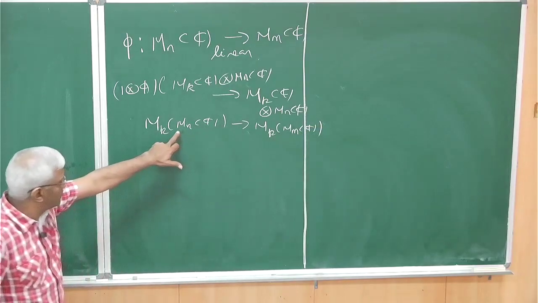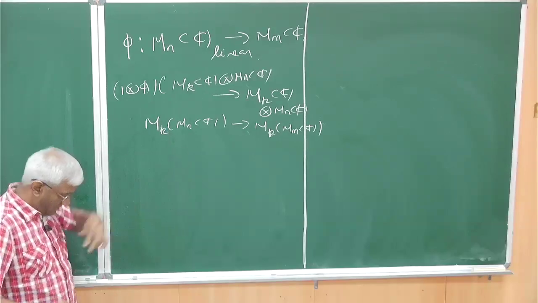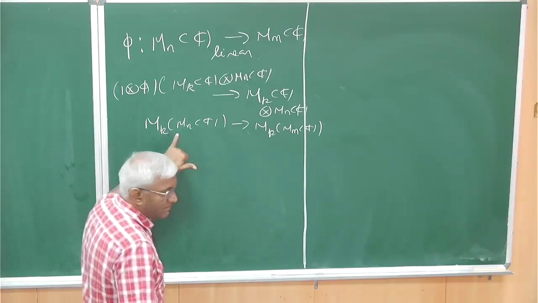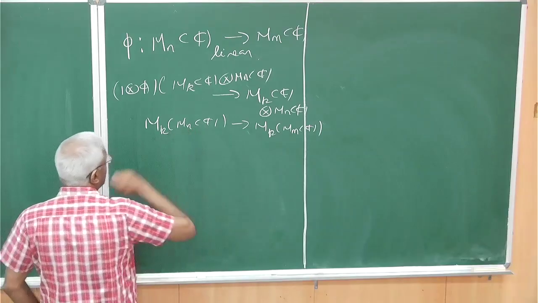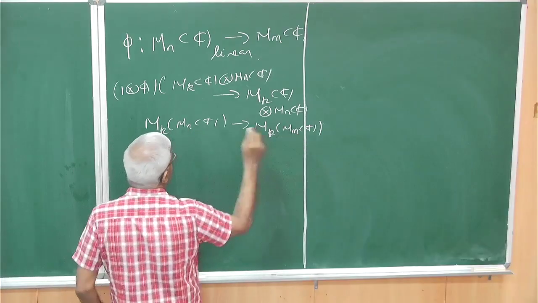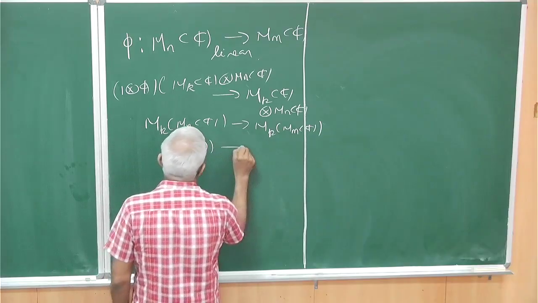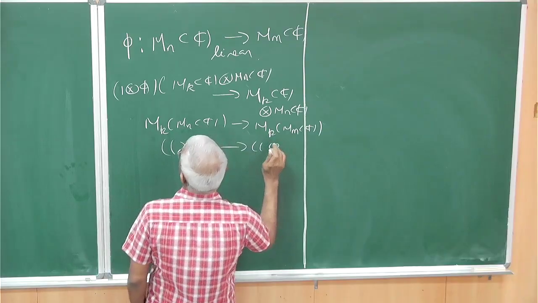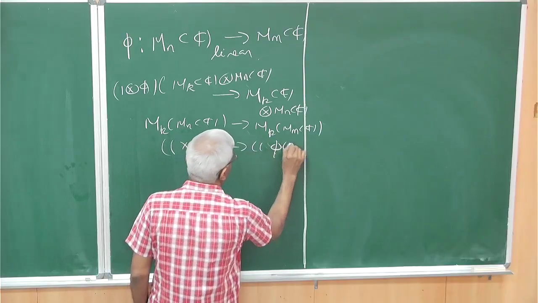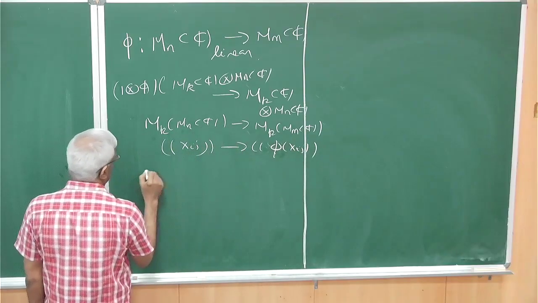Each entry is going to be a matrix. Here it is a k cross k matrix, where each entry is an n cross n matrix, and the range will be a k cross k matrix. So each entry X_ij is a matrix here, and that will go to phi of X_ij.